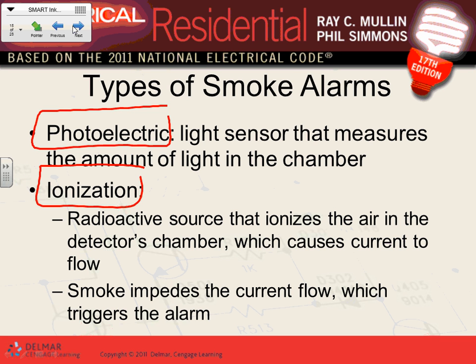This guy, ionization. We have a radioactive source that ionizes the air inside the chamber, which causes current to flow. So radioactive material, instead of a beam to a sensor. Photoelectric has a beam going there. Here you have an active radioactive material creating electrical current. If you have smoke inside that little chamber, guess what's going to happen to this current? It's going to stop flowing. When the current stops flowing, they sense that there's smoke in the area and it goes into alarm condition.